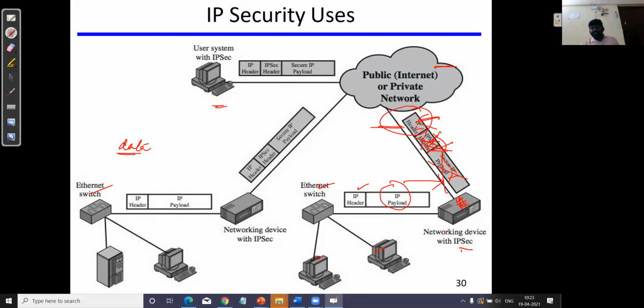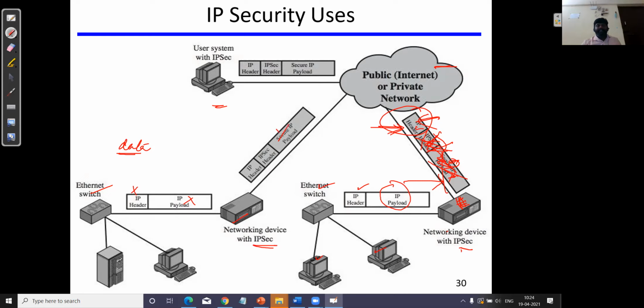There is no change in the new header or IP header, right? But there is a change in the actual information which is being conveyed through the IP security. So here also you will find that the packet is coming as an IP payload with the IP header, right? After passing the information to the IP security networking device, right?